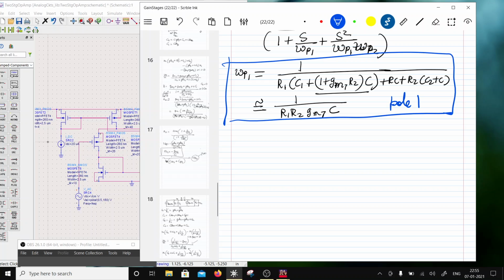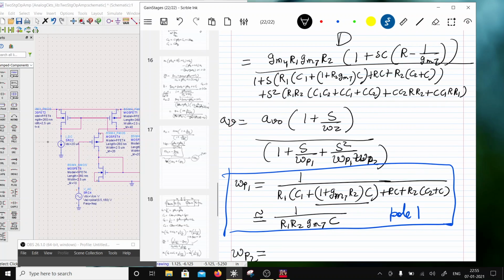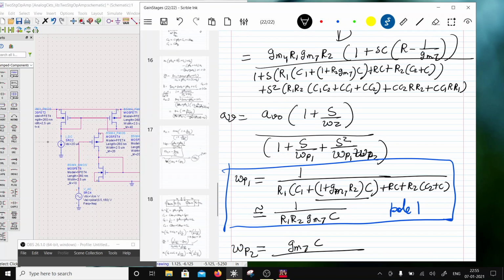Okay, the next is, look at the second one, which is omega P2, right? So now omega P2 would be, if I multiply this term, or rather divide this term with R1 R2 GM7 C. Okay, so it will be GM7 C. R1 R2 will cancel with the denominator, and I will be left with this cyclic multiplication, isn't it?